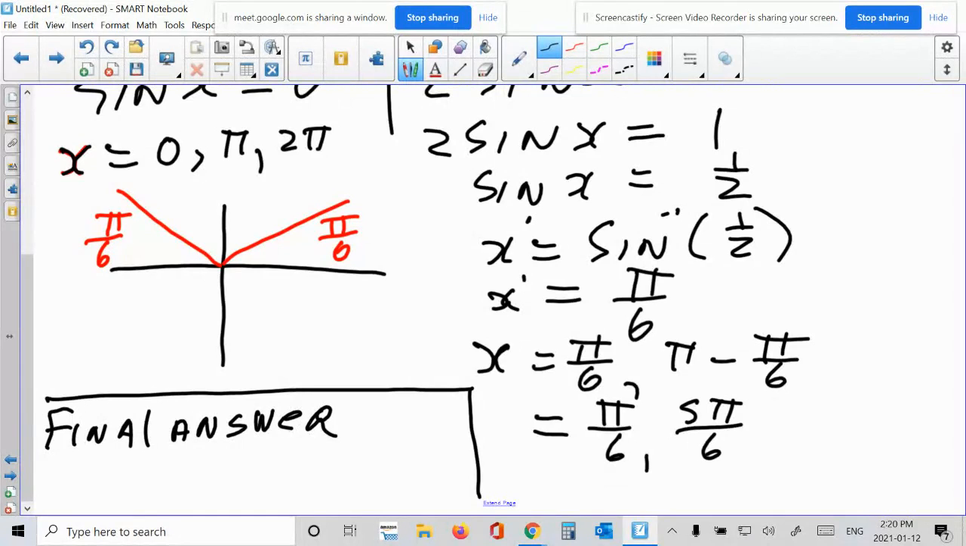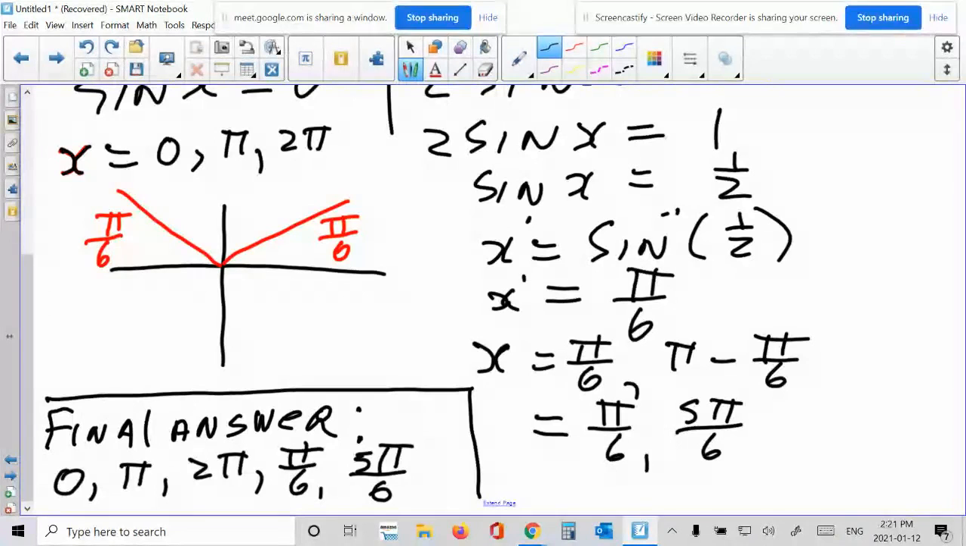Now, some teachers will say it has to be in order of magnitude. Mr. Kamok says, just make sure you got them all. I don't really care what order they're in. So because I said that, I'm going to put them in just the order that they are right now. There's 0, there's pi, there's 2 pi, there is pi over 6, and there's 5 pi over 6. All 5 of these answers will work.